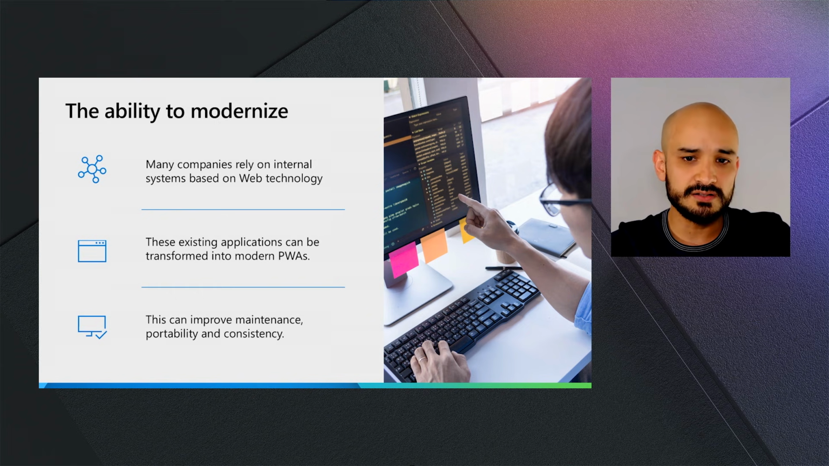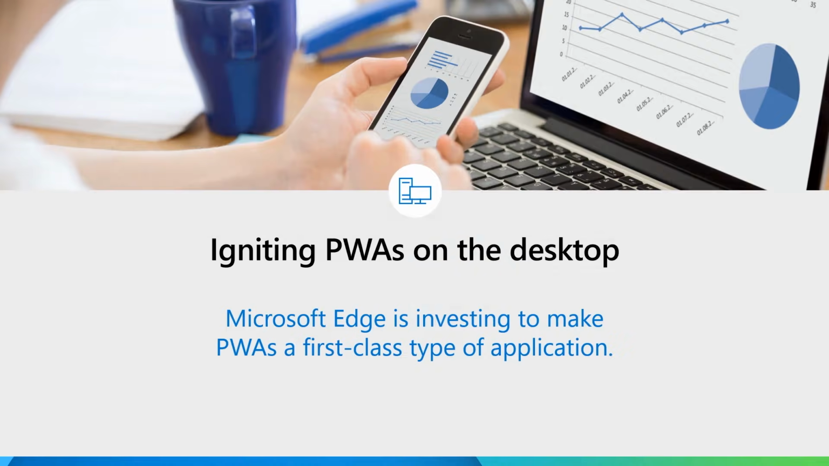With a manifest file and a service worker, you can convert websites, or parts of these websites, into a more portable and easier to access application right from your start menu or an icon on your desktop. Microsoft Edge is investing to make PWAs a first-class type of application by focusing on the details that make an application shine on desktops.